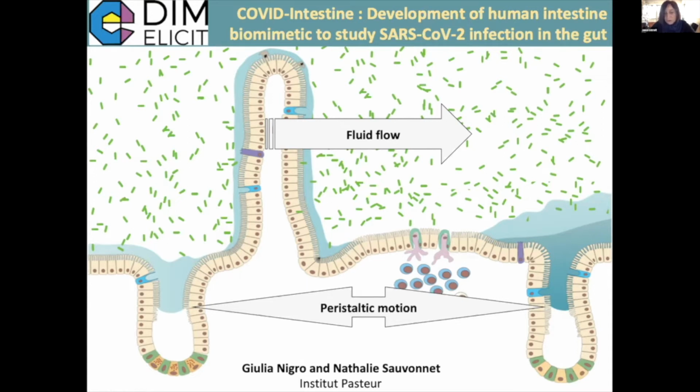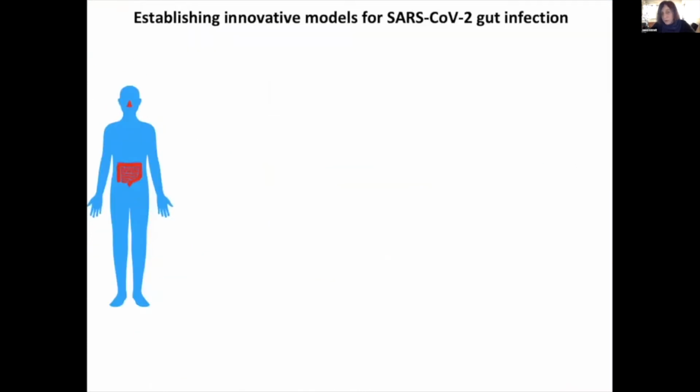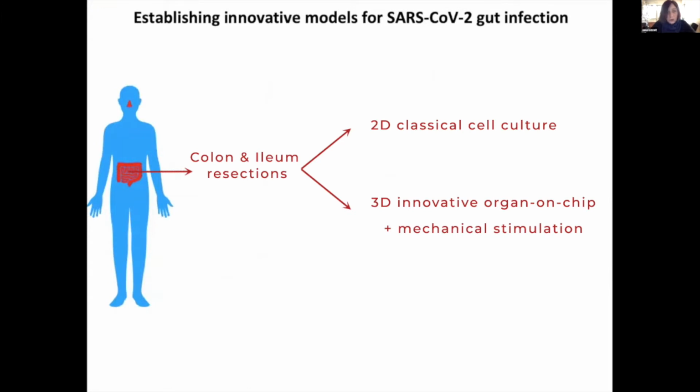It has been reported that the architecture of a tissue and the mechanical stimulation of the gut are important for its functions. So we do believe that it's important to take this into consideration to investigate intestinal infection in general. So we developed different models to study SARS-CoV-2 gut infection. We compared these two models during SARS-CoV-2 infection, and we obtained very interesting data.